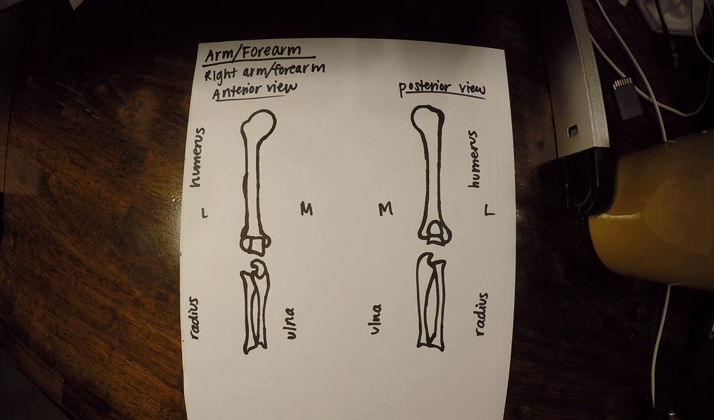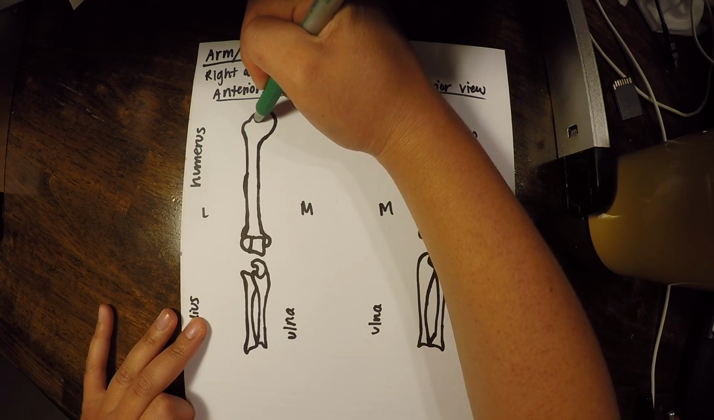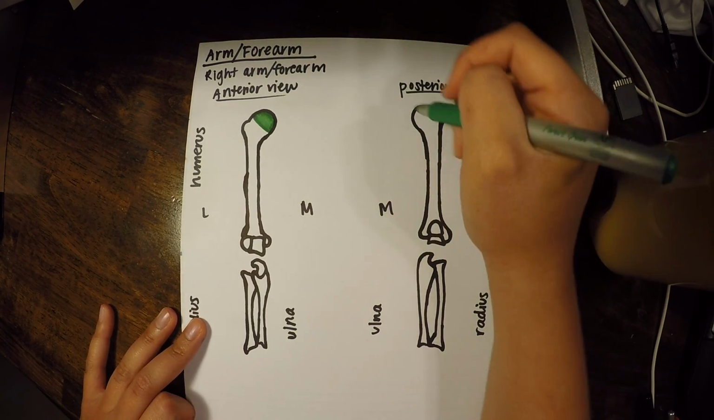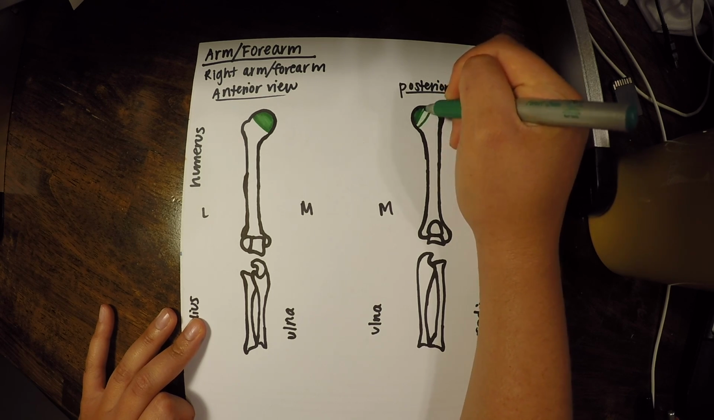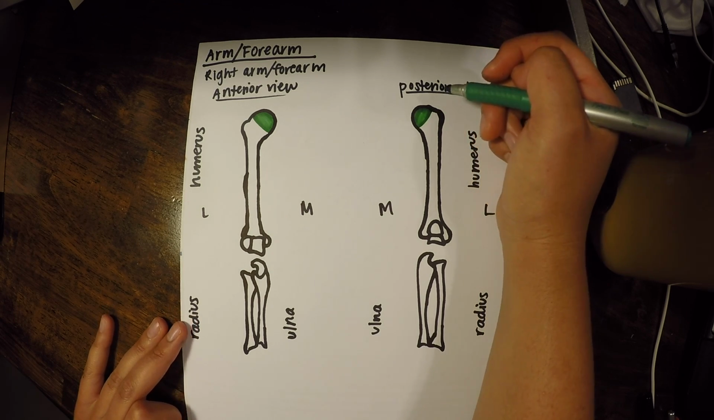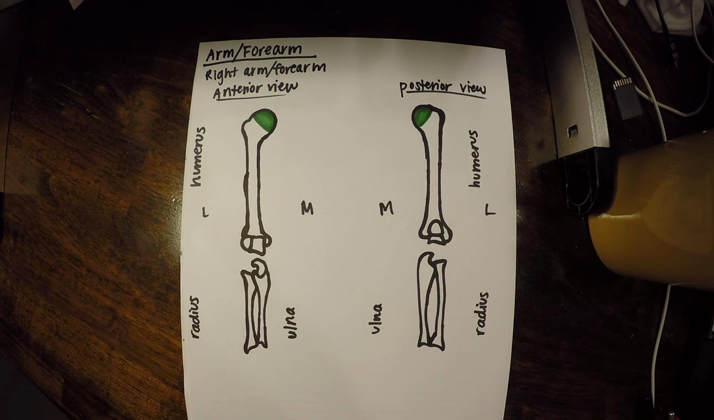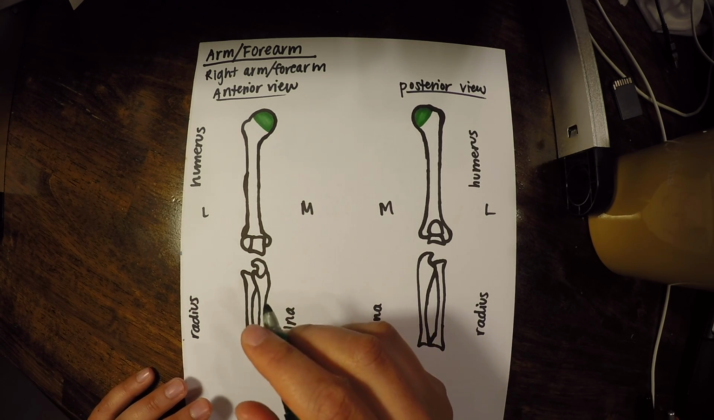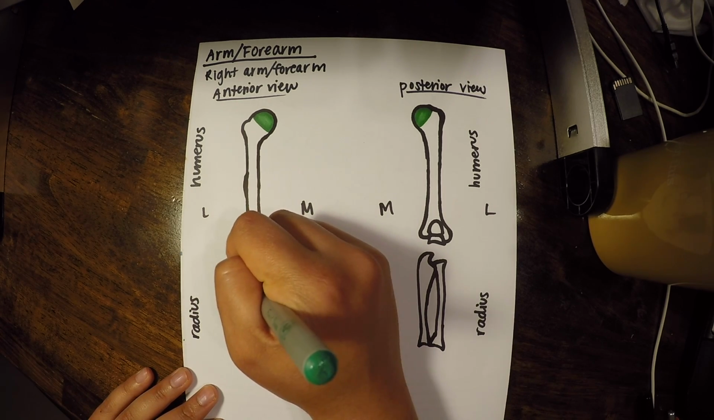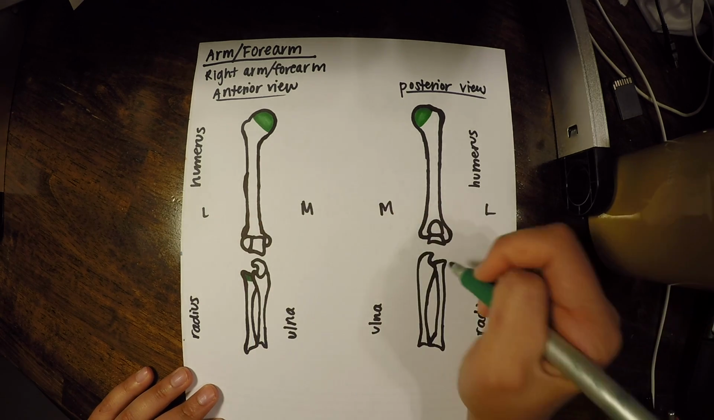Alrighty, let's start with the head. Now, in our upper extremity here, we have a couple of different heads. We have the head of the humerus, which is right here. That is what articulates or forms a joint with the glenoid fossa, also known as the glenoid cavity. So we're going to have the head up there, and then let's also label the head of the radius.